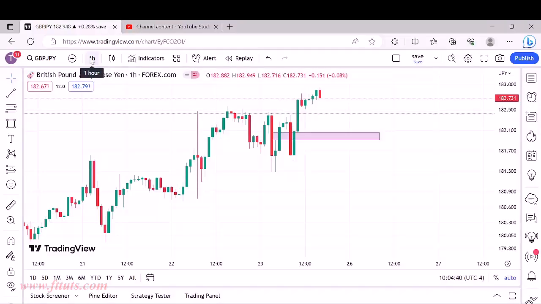Even I'll miss a lot of plays because I'll trade New York session, and a lot of times the moves will happen during London session. So, I mean, if you're patient, you wait for the plays, you'll get plenty of opportunities during London session.